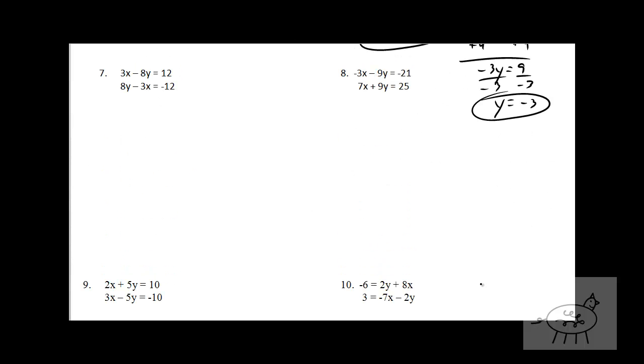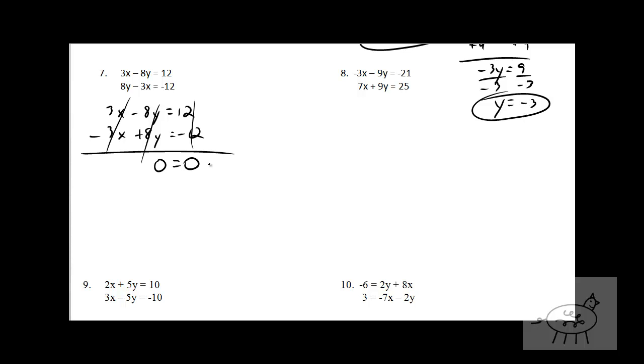Okay? Again, this is not in the correct order. So the first one's good. I'm just going to write it again. 3x minus 8y equals 12. And I'm going to move that negative 3x over. Plus 8y equals negative 12. So if you notice, the x's and the y's cancel. And 12 minus 12 is 0. So I wind up getting 0 equals 0. That's true. 0 does equal 0. So it's true. And so you want to say infinite solutions.